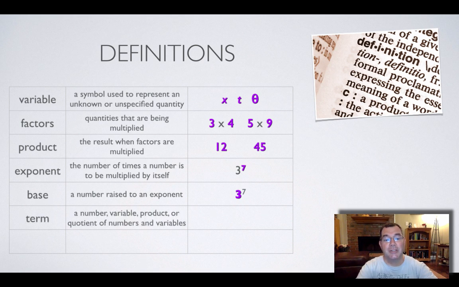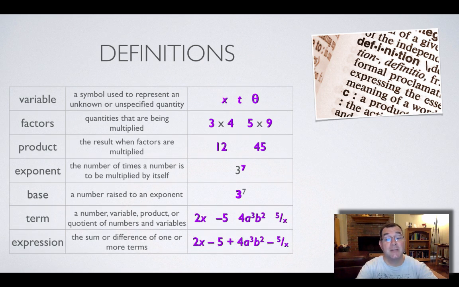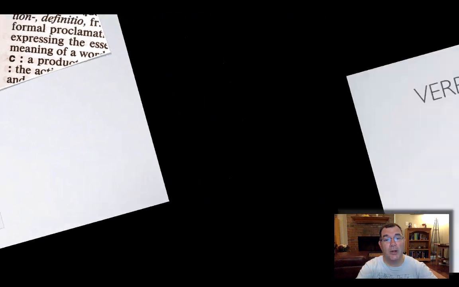A term is just a number, a variable, or a product or quotient of numbers and variables. So a bunch of stuff that is being multiplied or divided. So 2x, negative 5, 4a to the third b squared, 5 over x. Those kinds of things are called terms. And finally, an expression is just a bunch of those things being added or subtracted. So 2x minus 5 plus 4a to the third b squared minus 5 over x. That would be an expression. Note again, it doesn't have an equal sign, which is why we can call it an expression.